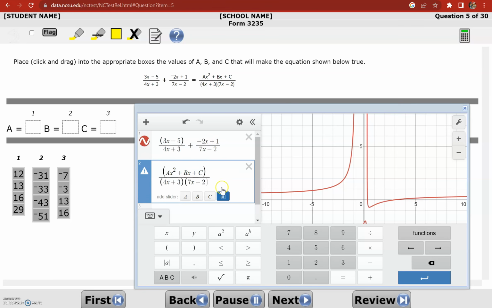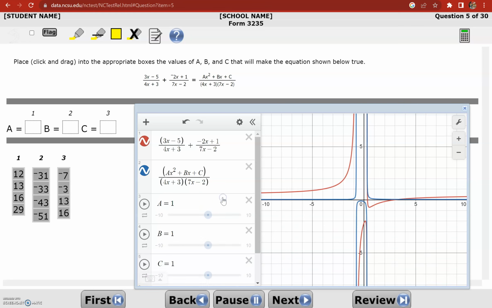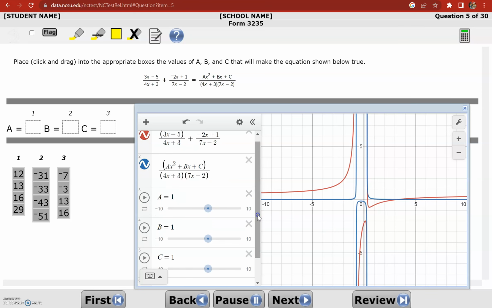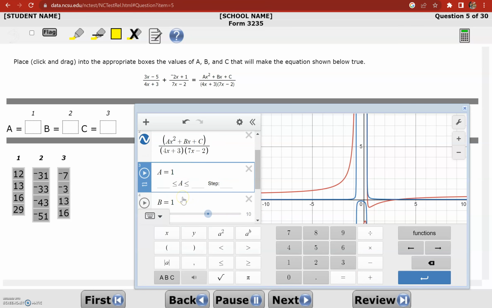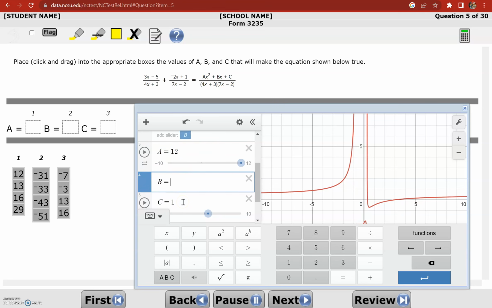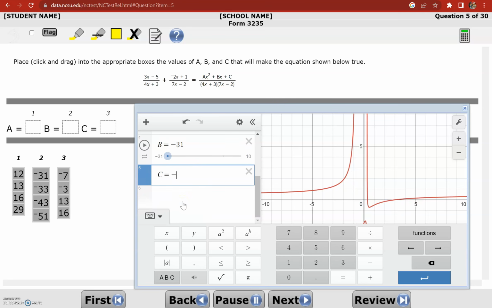Boom, there we go. So now, because I have these other constants, a, b, and c, in addition to x, Desmos is going to ask me to add sliders. And I want to do that. So we're going to use a trial and error approach here. It's going to be way faster using Desmos than if I was trying to plug in values. So let's just say I start with an a of 12, a b of negative 31, and a c of negative 7, using the first options across the top.